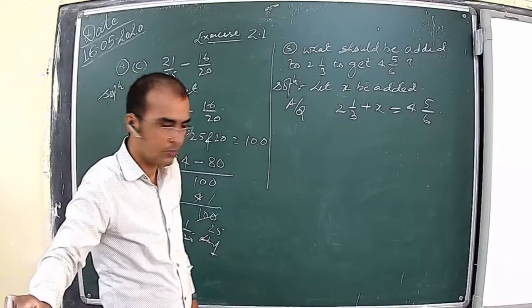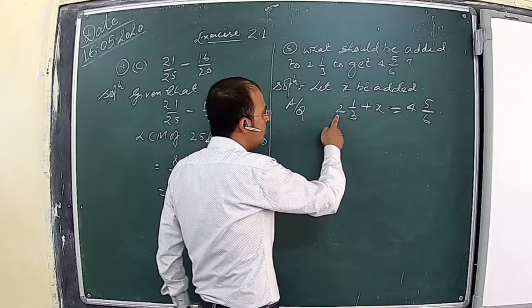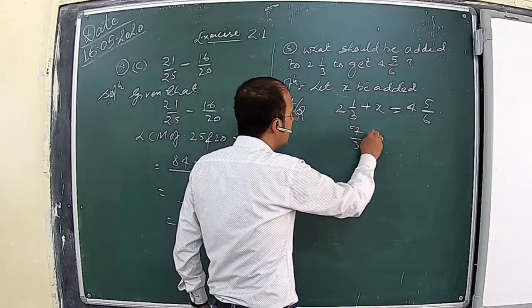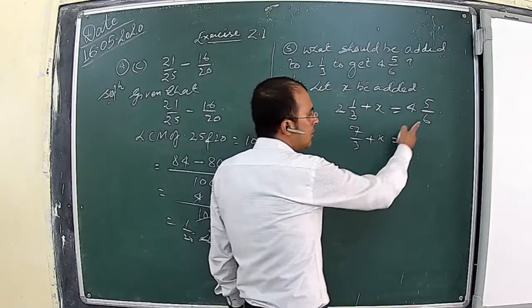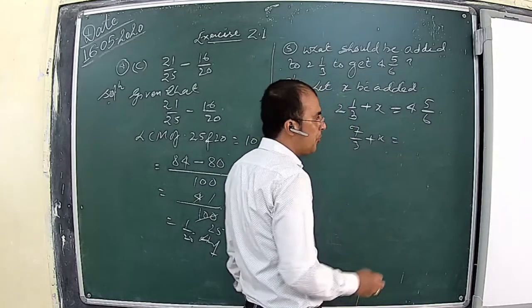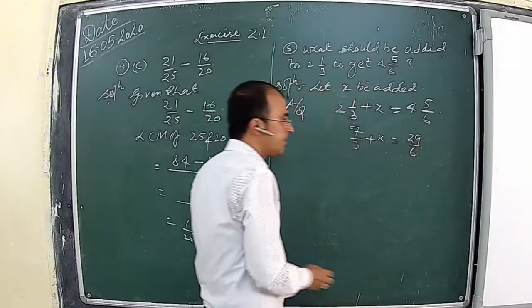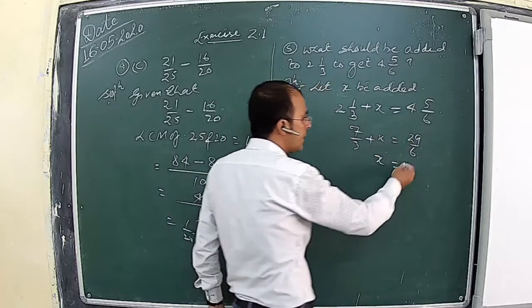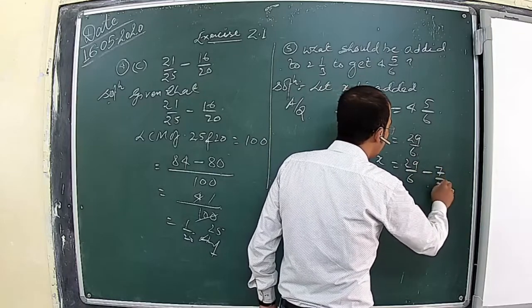Now this is given in a mixed fraction. We will change it into an improper fraction. 2 times 3 is 6 and plus 1, then 7 by 3, plus x equal to 6 times 4 is 24 and plus 5, 29 by 6. Is it clear? Now x equals, transferring to that side, 29 by 6 minus 7 by 3.